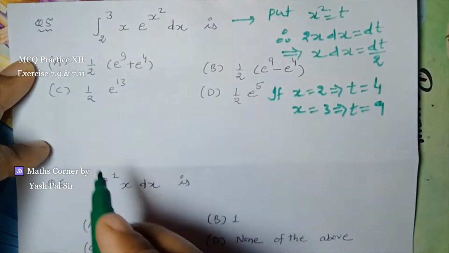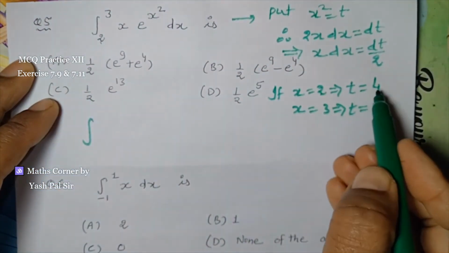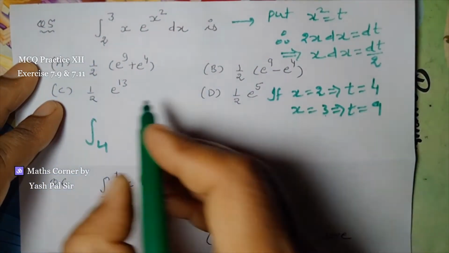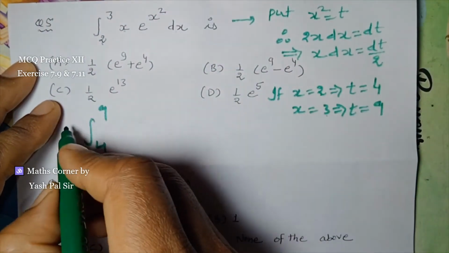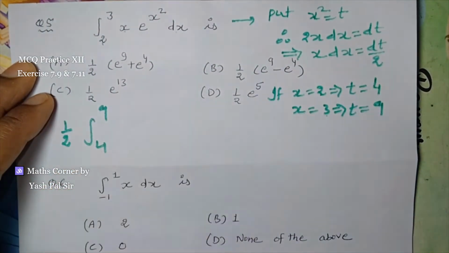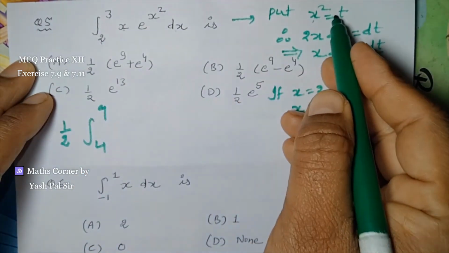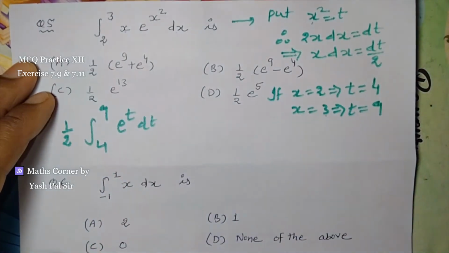So this integral becomes integration, in place of 2 we put 4, in place of 3 we put 9. x dx is dt upon 2, so we are writing 1 upon 2 outside. e raised to power x square is t, e raised to power t into dt.